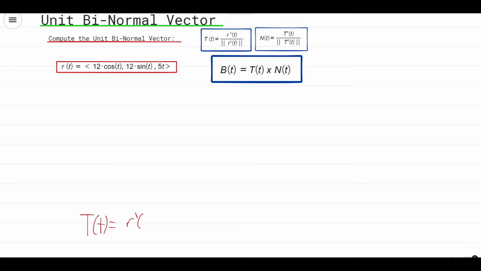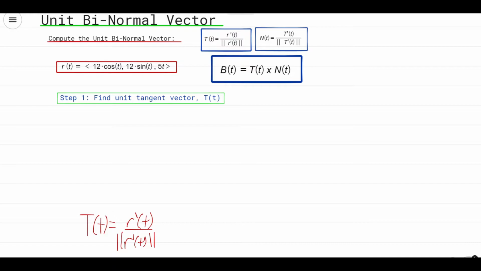So for step one, we're going to find the unit tangent vector, and the unit tangent vector is given by this formula: r prime divided by its magnitude. So the first thing we need to do is find r prime. Given that our position vector r of t is 12 cosine t, 12 sine of t, comma 5t, the first thing we need to do is differentiate this.